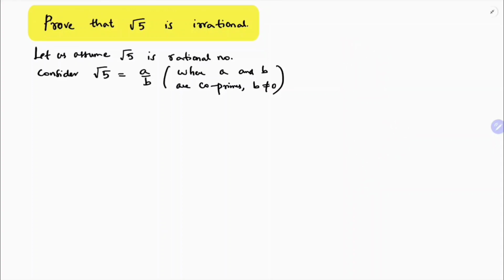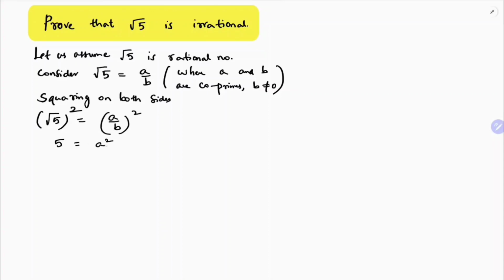So I'll do squaring on both sides. Next step, simplify. Squaring on both the sides. So root 5 whole square equals a by b whole square. So square and root cancel, 5 equals a square by b square. So 5b square equals a square.